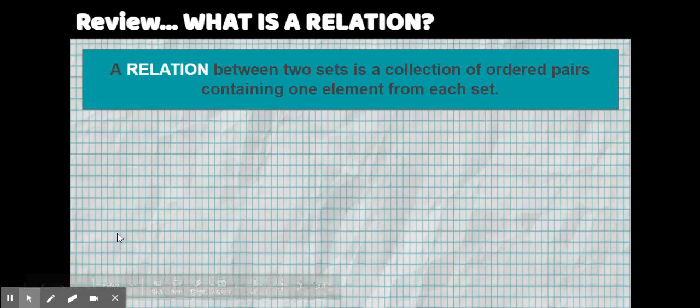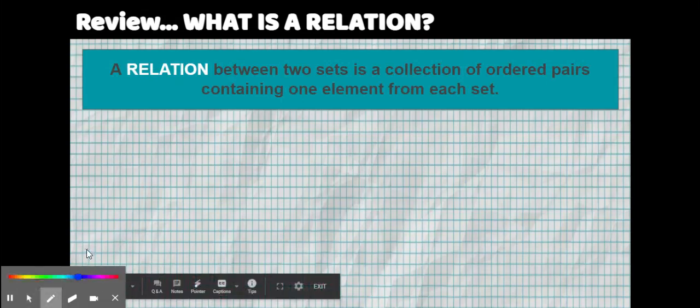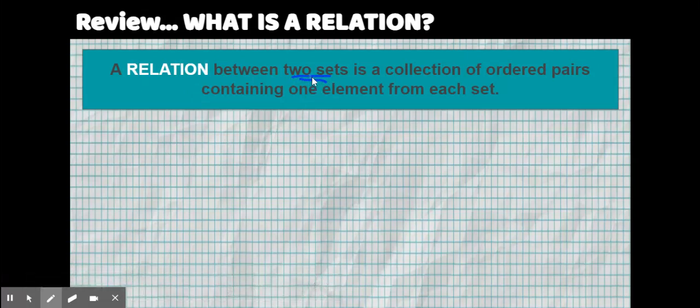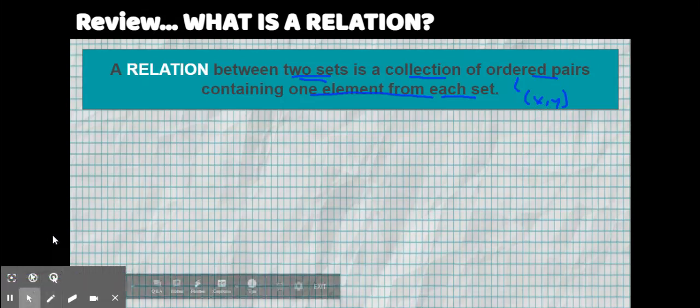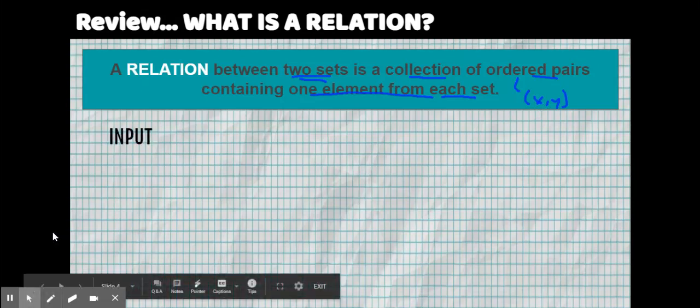What is a relation? And a relation, remember, is when you have two different sets, and we're going to use the input and output as our two sets, and we collect those as ordered pairs, and each of those ordered pairs need one element from the input and one element for the output. Remember, that is our ordered pair XY. X values are our input values, Y values are our output values.